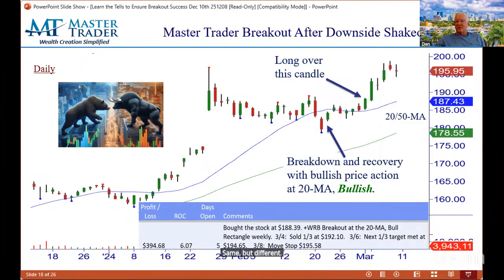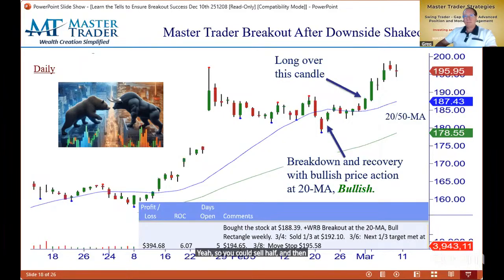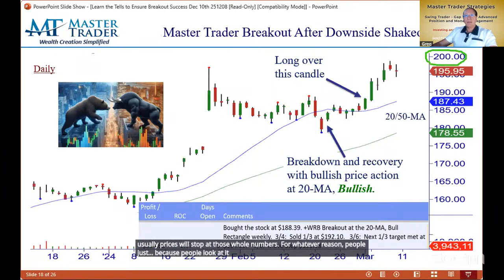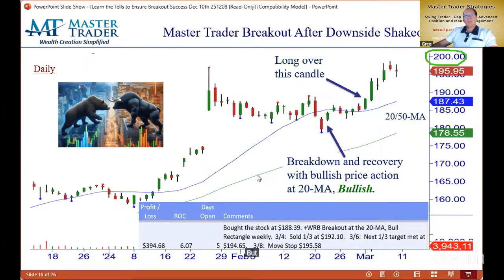Yeah, so you could sell half and then let it run. Yeah, of course. And the whole idea of whole numbers: usually prices will stop at those whole numbers for whatever reason, because people look at it and wonder, can it get through that whole number? But look, folks, looks the same thing.